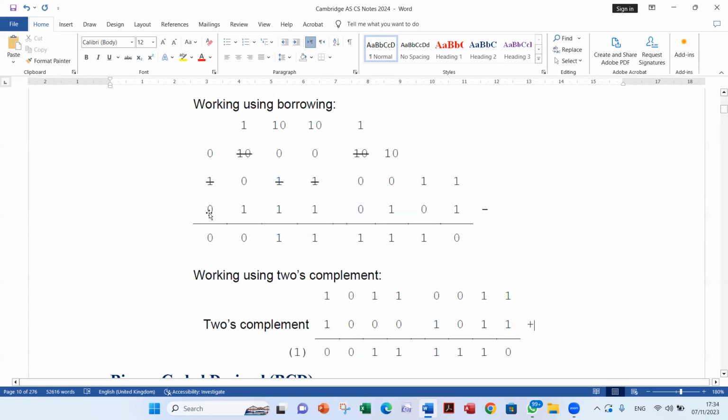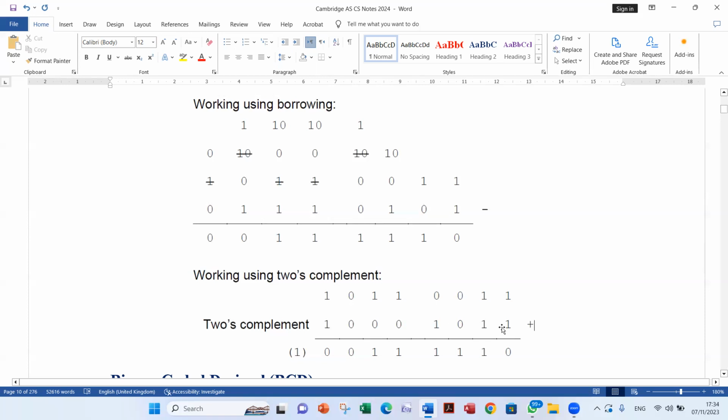However, if we just convert the second one into its 2's complement, that is 0, 1, 1, 1, 0, 1, 0, 1, starting from the right. When we find the zeros, we copy. We copy the first one, and we keep flipping.